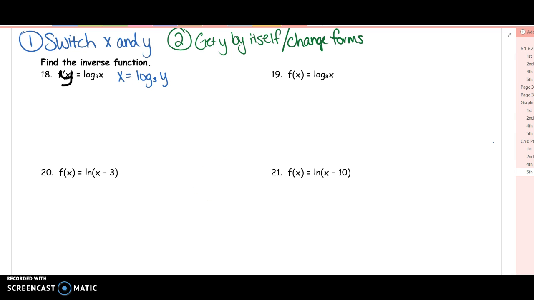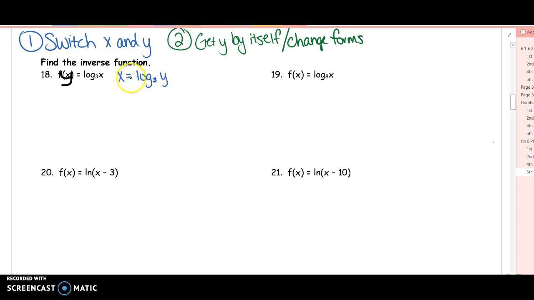And as we get further into solving logarithms and solving exponential equations, basically when you get stuck, change forms. So if you're stuck with x in the exponent, change forms. If you're stuck with y inside the log, change forms.